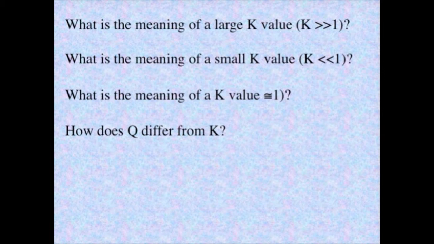K is an equilibrium constant. Q, after you work out the math of products over reagents, may equal K or it may not. If Q equals K, you're at equilibrium. If Q does not equal K, you're not at equilibrium.